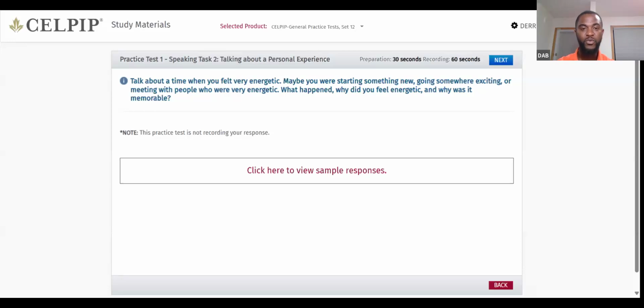So for now, we talked about speaking Task 1 and Task 2. Task 1 is giving of advice. Task 2 is talking about a personal experience. If you have any question, we are open to questions, or if you have any contribution you want to add to what we just did, you can bring it up.